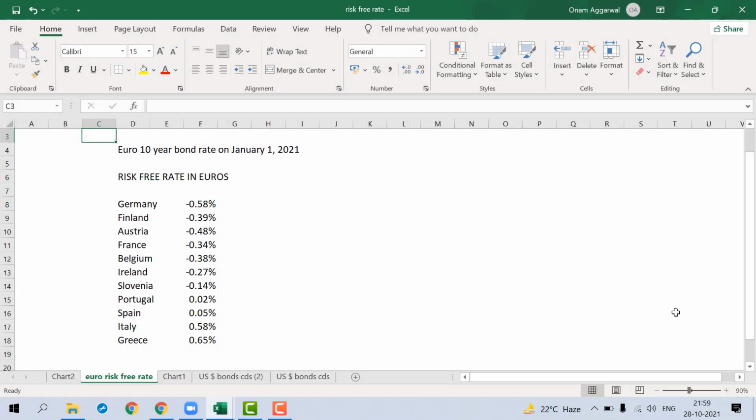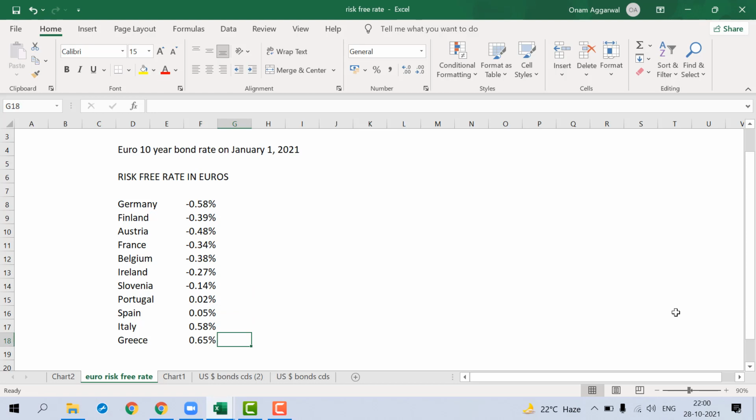So let's recap our risk-free rate with a very simple test. These are Euro 10-year bond rates as on January 1st, 2021. Now, if I want to calculate the risk-free rate in euros, which of those Euro bond rates will I take? We have got Germany to Greece. Germany's Euro bond rate is negative 0.58%, whereas Greece, as you can imagine, is positive 6.55%.